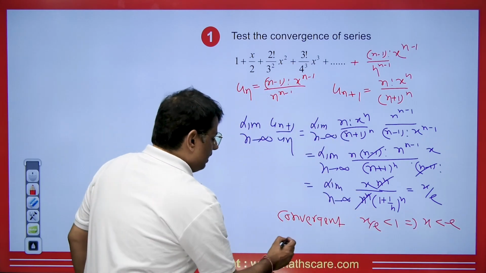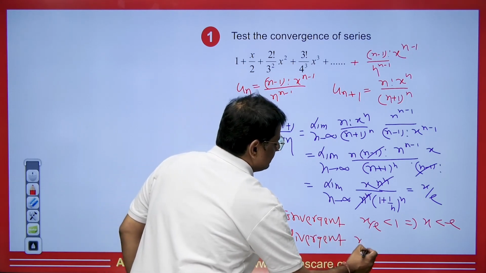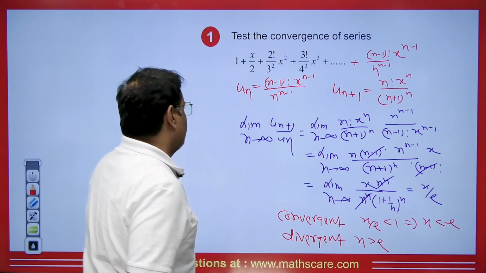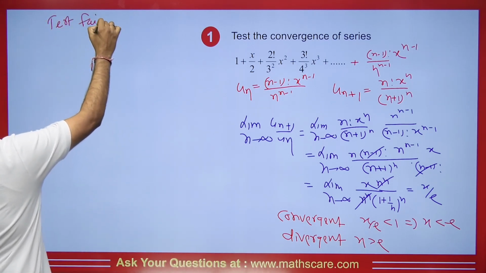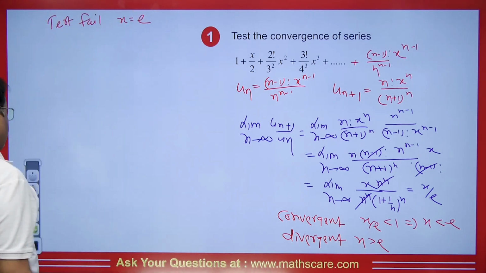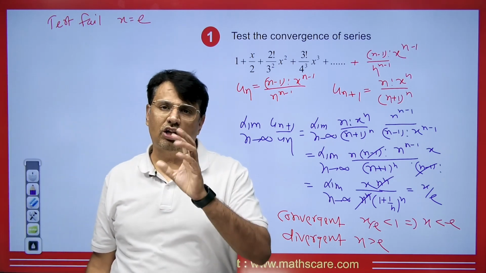Now coming to divergent. So students, when will it be divergent? We will get the series as divergent when this x is greater than e. But this test fails under certain conditions. So when will this test fail? This test will fail when x is equal to e. Now when x is equal to e, then which test we will use? We will use logarithmic test.